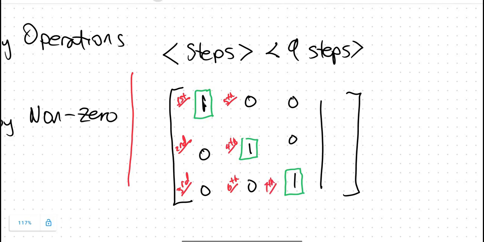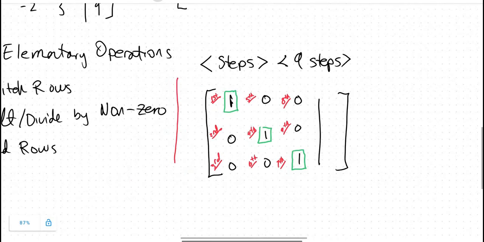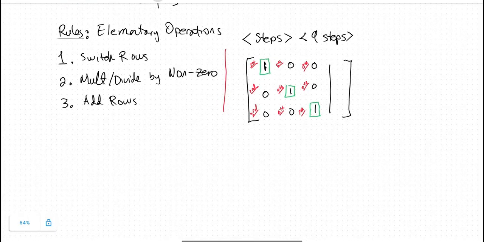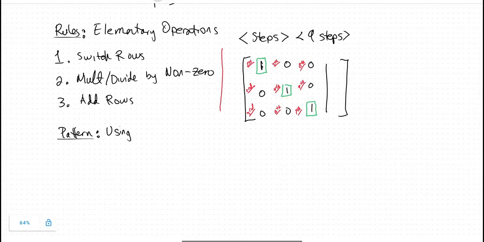And then the zeros, it really doesn't matter which one you do first. So if you wanted to, you could call this 8 and then 9. The important part is the ones are before the zeros. Okay. So there's a pattern to knowing how to use the rules. And since we're getting ones and zeros, you always get the ones before the zeros. So get the ones before the zeros.